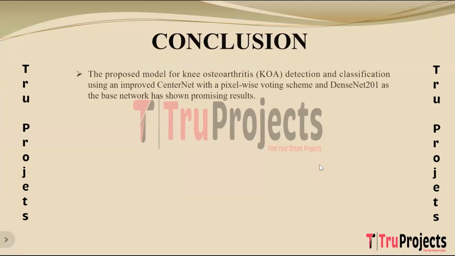The conclusion of the project is the model designed for knee osteoarthritis KOA detection and classification based on an improved CenterNet architecture with a pixel-wise voting scheme and DenseNet 201 as the backbone has showcased encouraging performance metrics. This includes high accuracy, precision, recall rates, indicating its effectiveness in accurately identifying and classifying KOA in knee X-ray images.